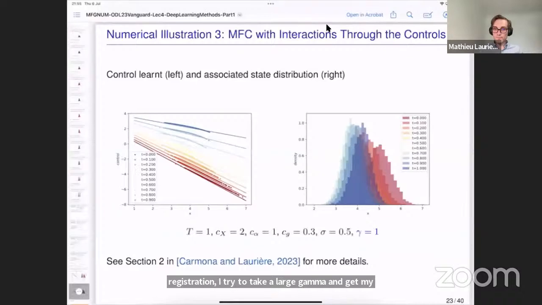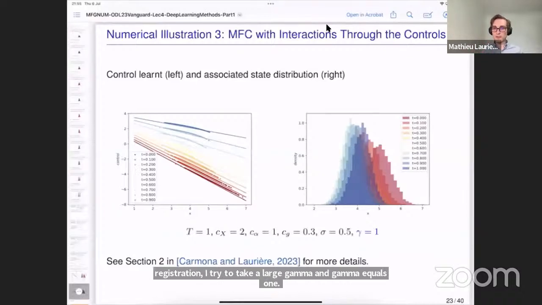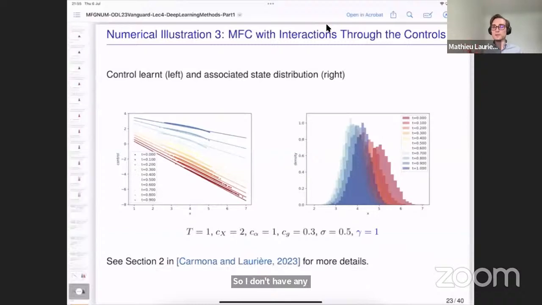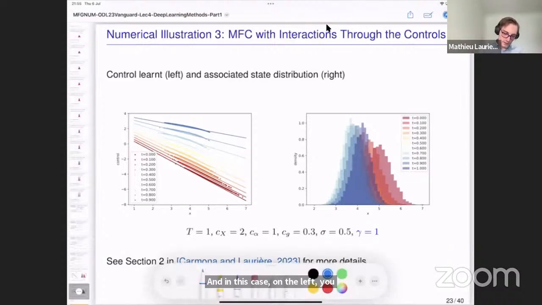Gamma equals 1. So I don't have any specific units in mind. So gamma equals 1 doesn't mean anything, but it's larger than 0.2. And in this case, on the left, you see more or less the same kind of shape. But what you see on the right is that people start with the same inventory, same initial condition. Then as time increases, they liquidate.